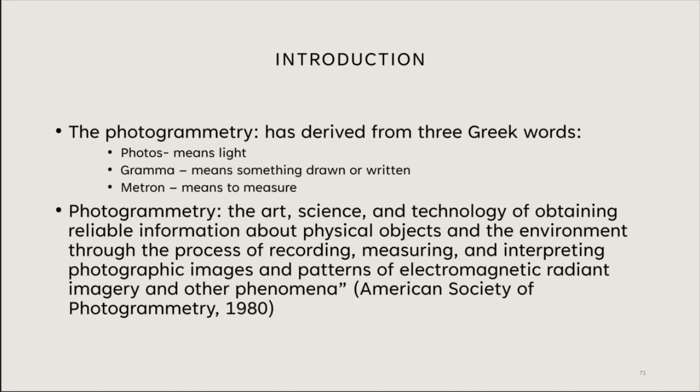textbook. Photogrammetry is derived from the three Greek words: photos, which means light, gramma, which means something drawn or written, and metron, which means to measure. And so photogrammetry, by definition, is the art and science and technology of obtaining reliable information about physical objects and the environment through the process of recording, measuring, and interpreting photographic images and patterns of electromagnetic radiant imagery and other phenomena. American Society of Photogrammetry, that was 1980.